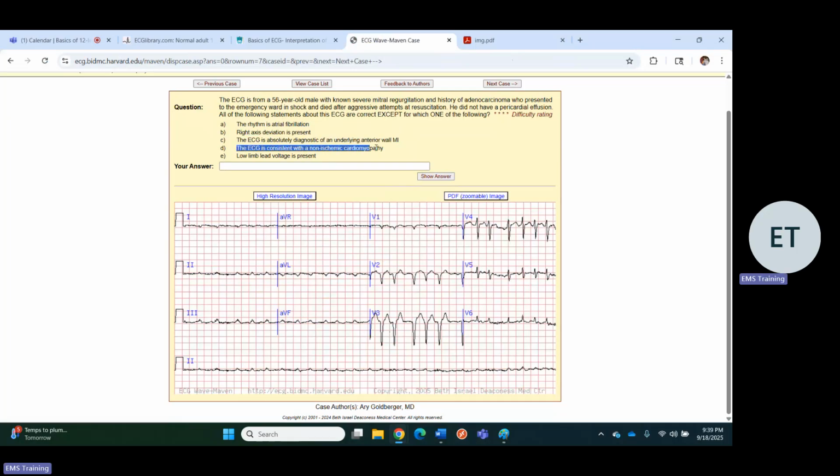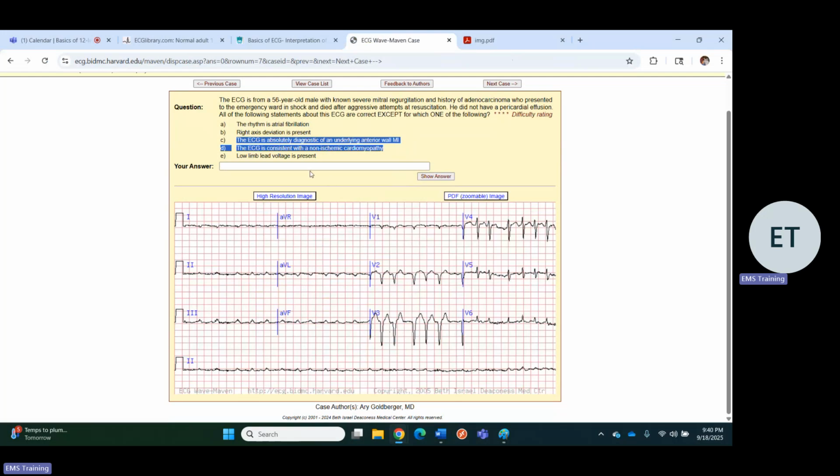The ECG is consistent with non-ischemic cardiomyopathy. Oh boy, low limb lead voltage is present. Okay, so it's one of these two. But I don't know how to tell non-ischemic cardiomyopathy on an ECG. The only way that I can think is to rule in or out the presence of a strain pattern, and I don't see the presence of a strain pattern. So if there's cardiomyopathy here, there's no strain pattern, which means that the pathways and the tissue of the actual heart are still functioning without cardiac remodeling or a redirection of the vector of the normal axis or vector of the heart.